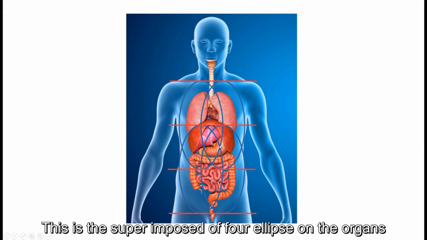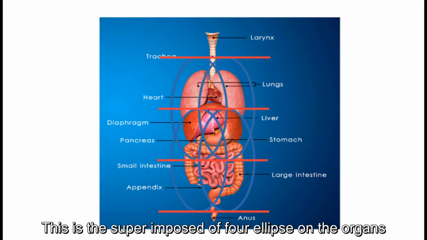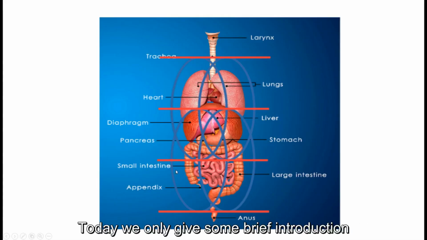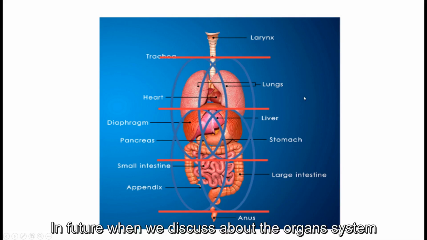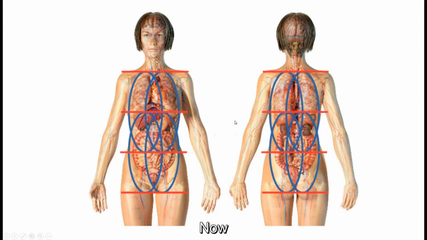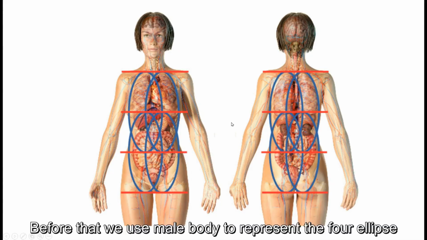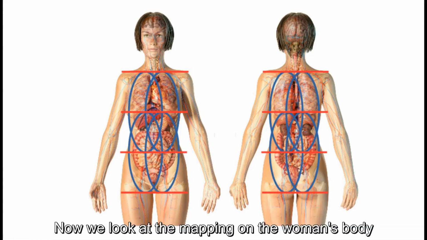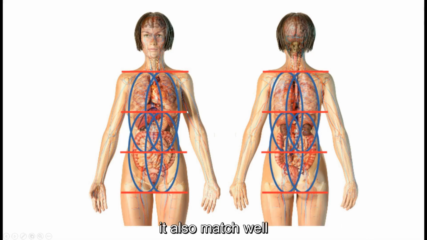This is the superimposition of the 4 ellipses on the organs, without the body part. Today we only give some brief introduction. In future, when we discuss the organ system, we shall discuss in more detail. Before that, we used a male body to represent the 4 ellipses. Now we look at the mapping on the woman's body. As you can see, it also matches well.